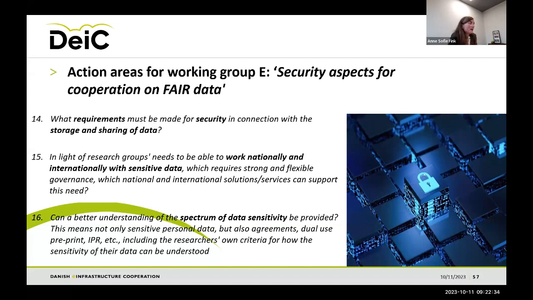Action area 16, can a better understanding of the spectrum of data sensitivity be provided? This means not only sensitive personal data, GDPR, but also agreements, dual use, preprints, IPR, etc., including the researcher's own criteria for how the sensitivity of that data can be understood. Again, this group needs to look into what the practices are out there and how research is working on a micro level and universities on an organizational level.